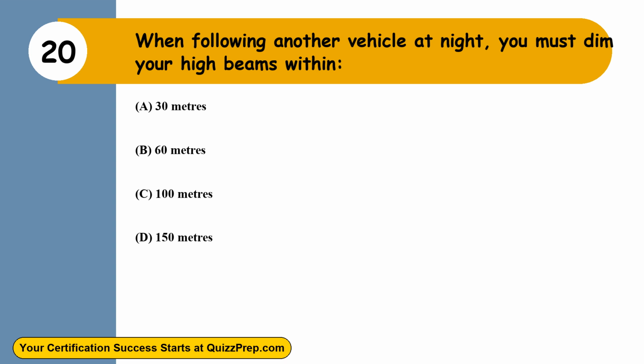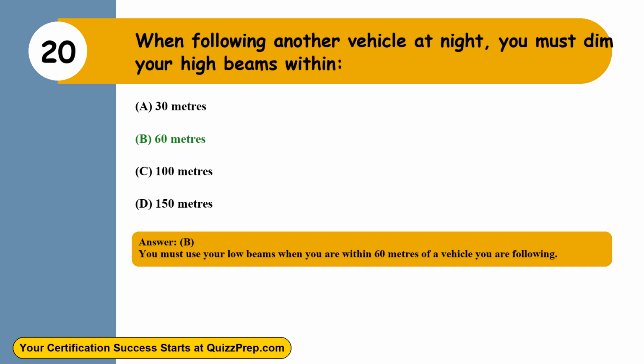Question 20. When following another vehicle at night, you must dim your high beams within: Option A, 30 meters. Option B, 60 meters. Option C, 100 meters. Option D, 150 meters. The correct answer is option B, 60 meters. You must use your low beams when you are within 60 meters of a vehicle you are following.